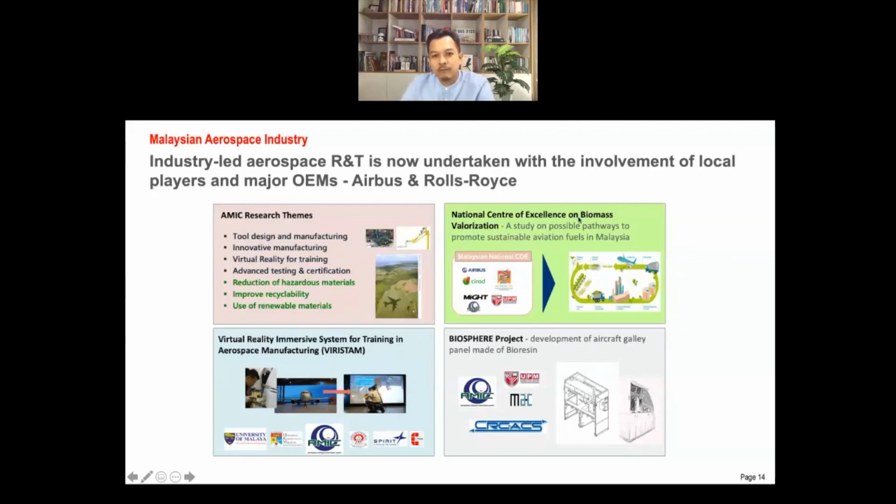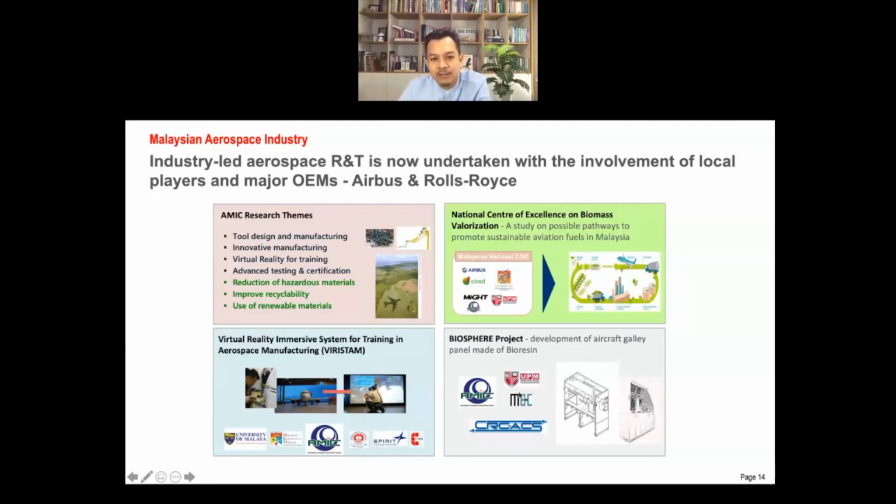And we also have biomass valorization for biofuel. So the biosphere project, an aircraft galley panel made of bioresin. These activities involve UPM. We also have this virtual reality immersive system for training, involving UKM, University Malaya, and many other entities. Right? So this is just a snapshot.